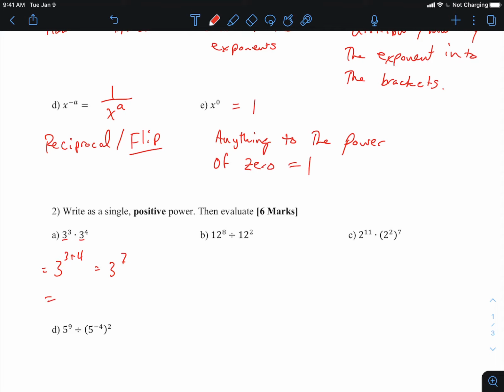Who knows what 3 to the power of 7 is? I do not. You know who will, though? Calculator. So we'll go 3 to the 7. Should get 2,187.